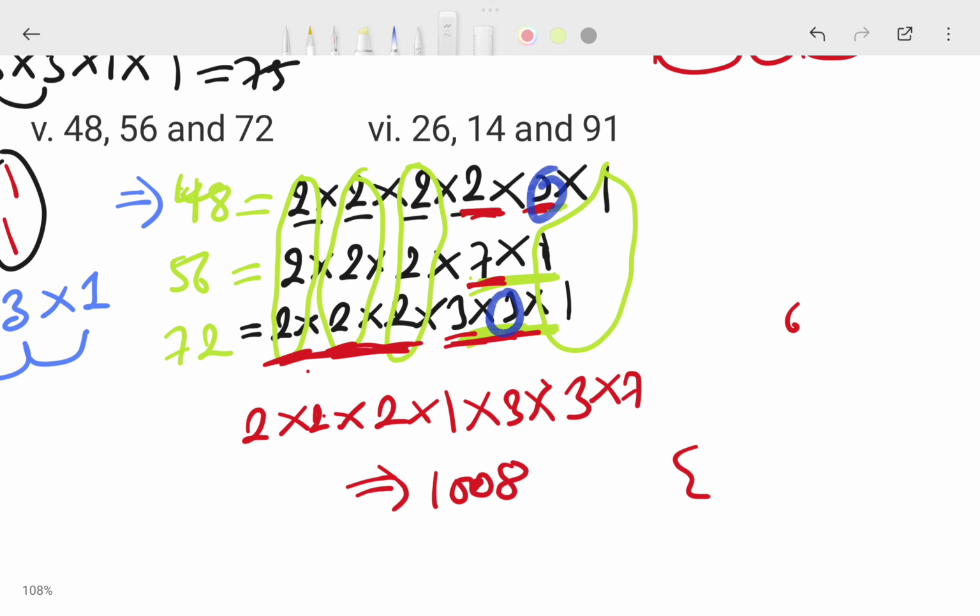Okay, so what happened here, you know, everything is correct, but here we didn't do this one. 3 is here, 3 is also here, both are common only, both are common.